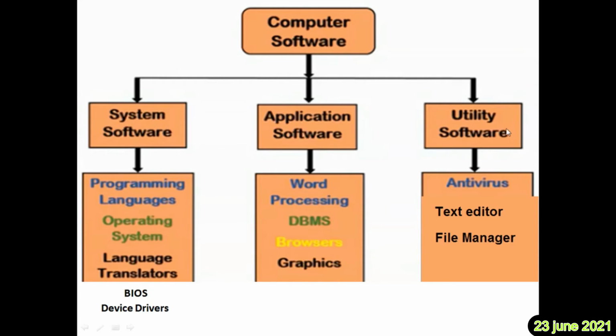Some utility softwares come under application software, and some utility softwares come under your system software also, but these, like a text editor, the antivirus, the file managers, etc., we categorize them in a separate category called utility software.